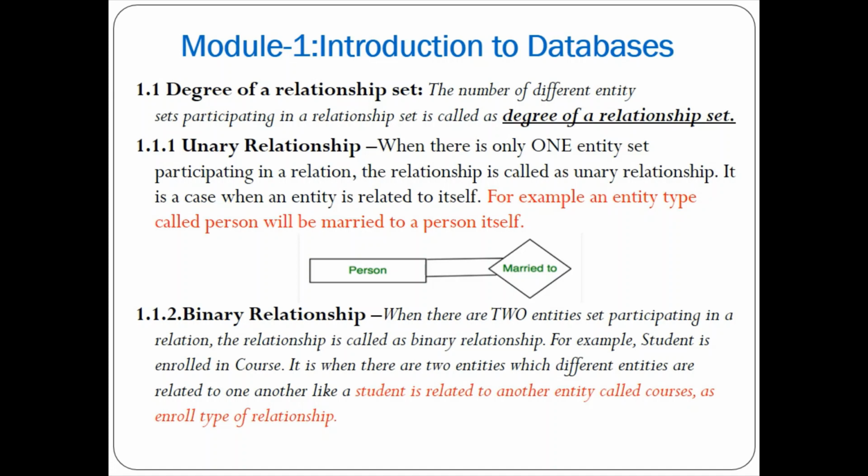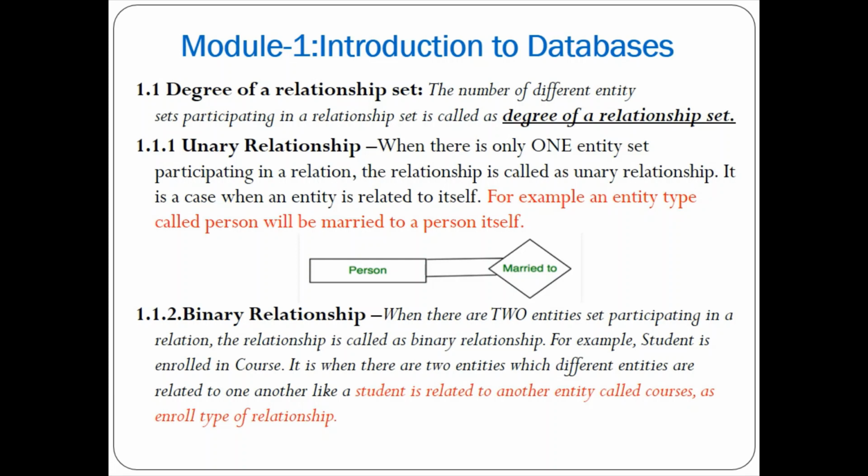Let us take one example. If there are two entity types, customer and account, and they are linked using the primary key and foreign key, we can say that the degree of relationship is 2, because here two entities are taking part in the relationship. Based on the number of entity types that are connected, we can define the degree of relationship set. There are different types: unary relationship, binary relationship, ternary relationship, and n-ary relationship.